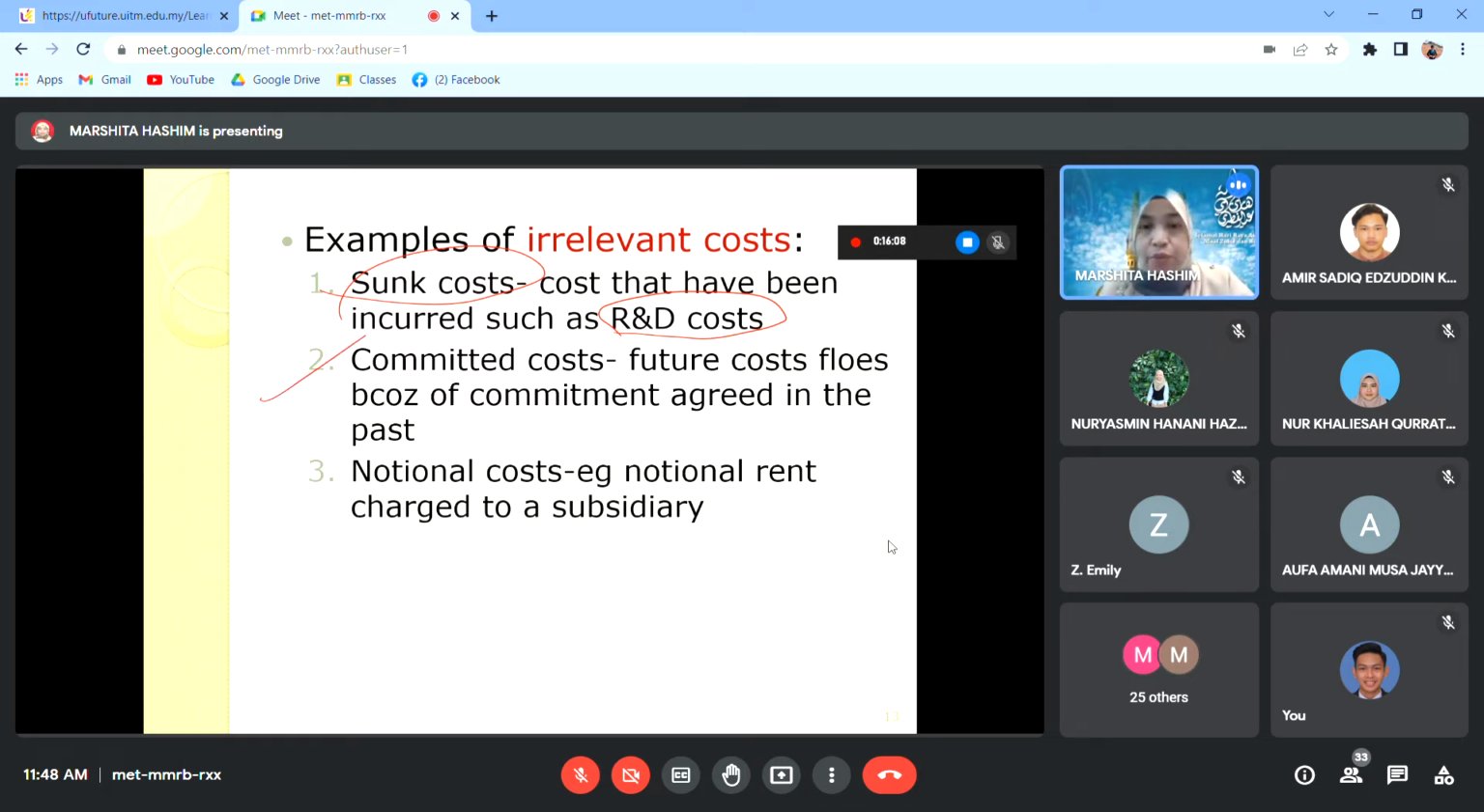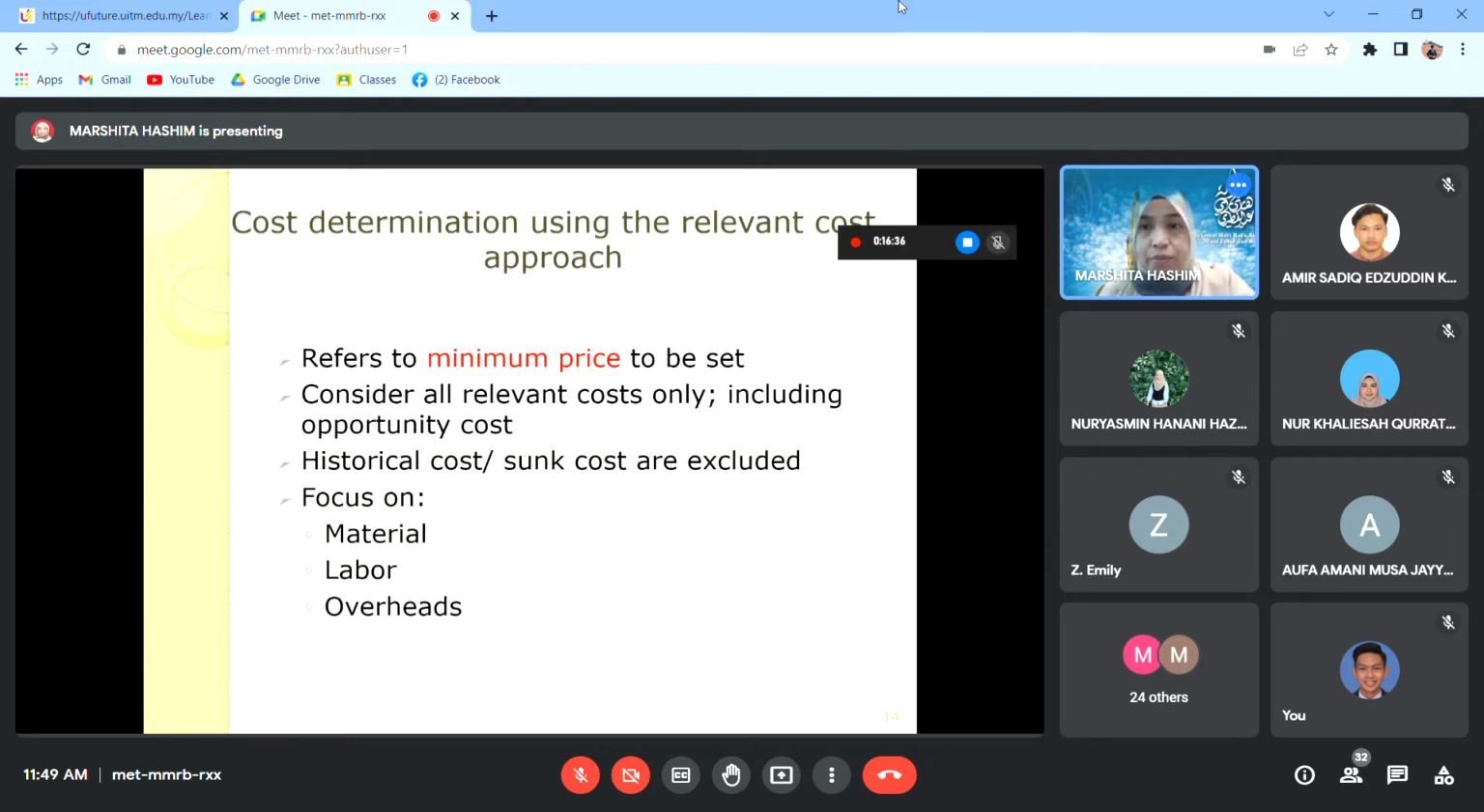Number 2, commitment cost. Future cost flows because of a commitment agreed in the past. Let's say 10 years ago you made an agreement to pay rental for 25 years. Now, year 10 already, you have another 15 years. So you have to pay. It will not alter your decision. Number 3, notional cost. For example, notional rent charged to a subsidiary is also irrelevant.